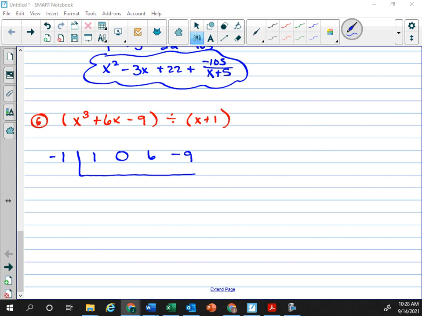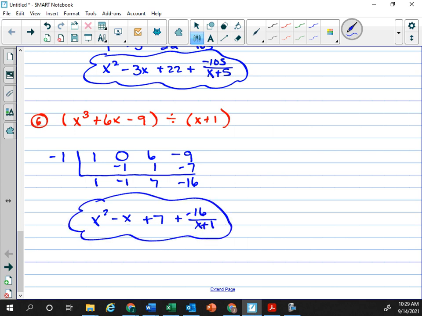All right, guys, what'd you get as the remainder on this one? Negative 16. I like it. Let's go through it real quick. It should have been x squared minus x plus 7 plus negative 16 over x plus 1. Okay. Good with just the mechanics of division, right?